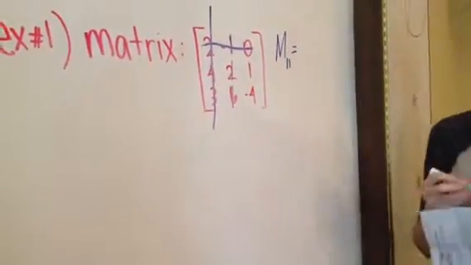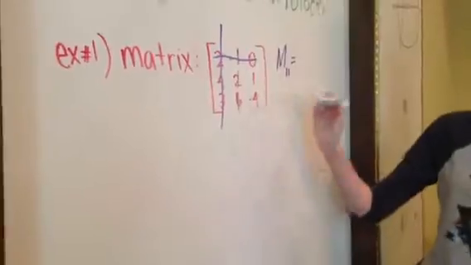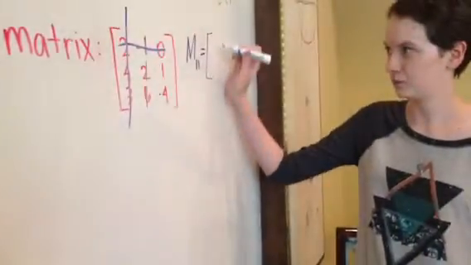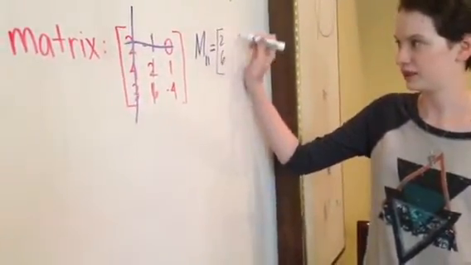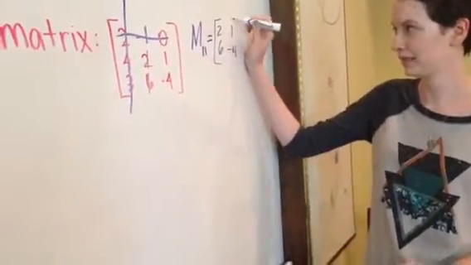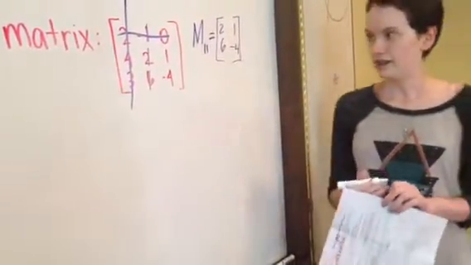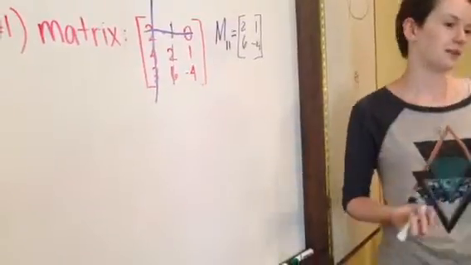Okay, so now we have this little matrix right here, and you're going to rewrite the little matrix. So 2, 6, 1, -4. And using this, we are going to find our minor.